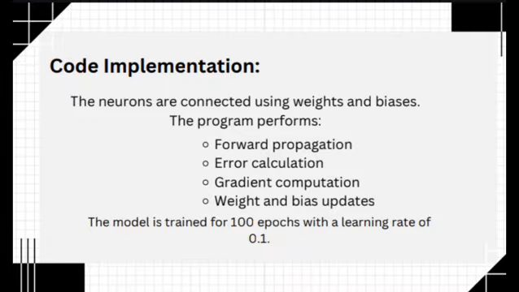This slide shows the Python code used to train the model. The program performs forward propagation, calculates the error, computes the gradients, and updates the weights and biases. We train the model for 100 epochs with a learning rate of 0.1.